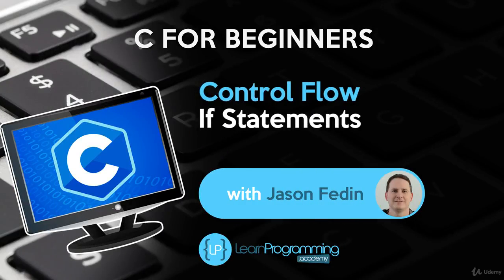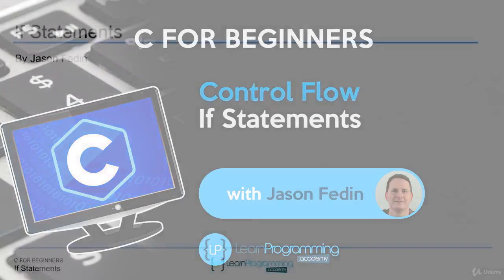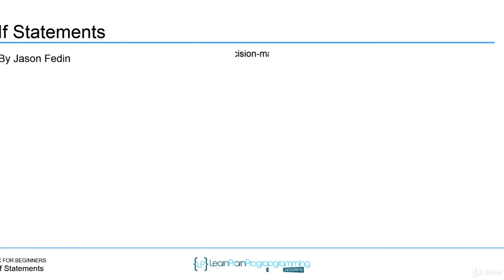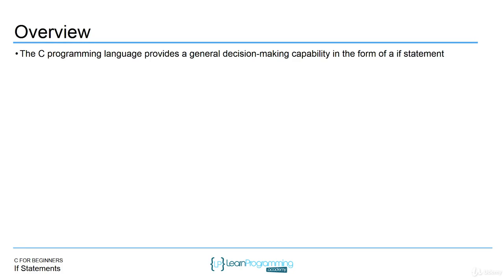Hello and welcome. In this lecture I want to talk about decision making, specifically if statements. The C programming language provides a general decision making capability in the form of an if statement. We know what statements are up to this point, so now we're just going to add a keyword in front of it and also put it inside parentheses.